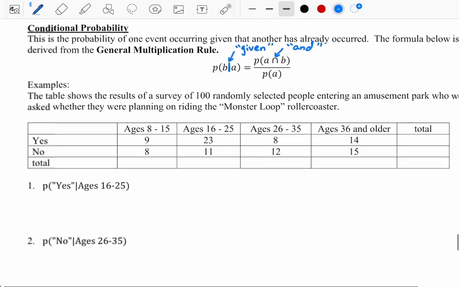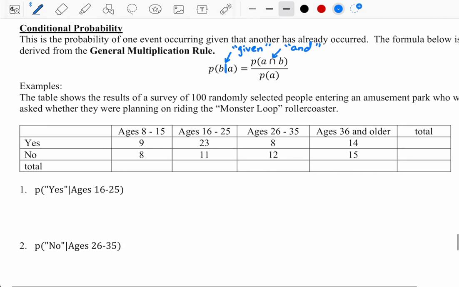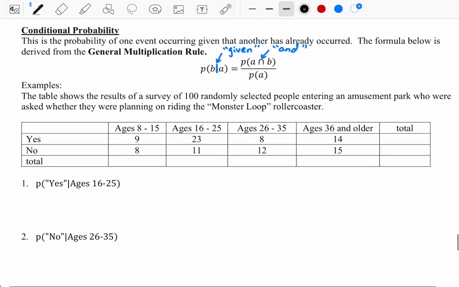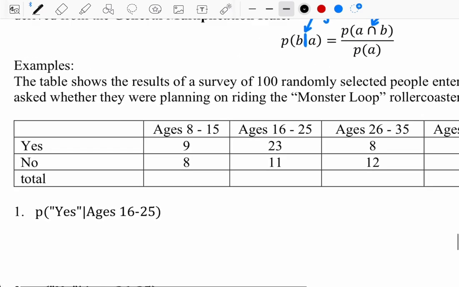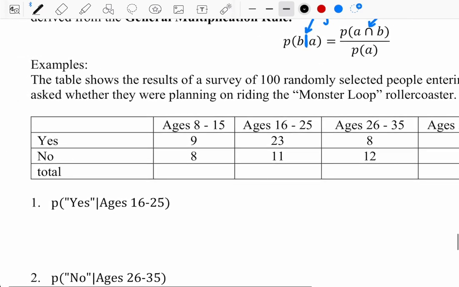All right, so in the form of a table, in this particular case, it's a table that shows the results of a survey of 100 randomly selected people entering an amusement park who were asked whether they were planning on riding the Monster Loop roller coaster. We're looking for the probability of yes given ages of 16 to 25.